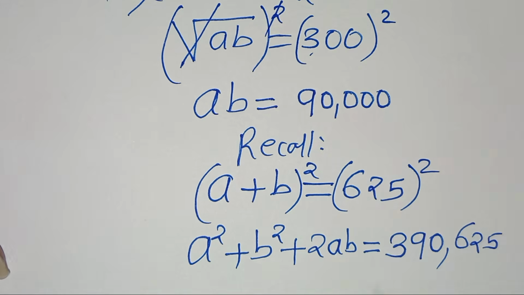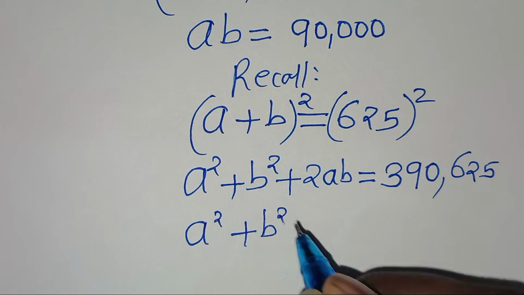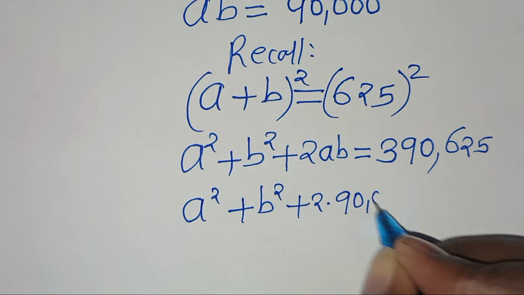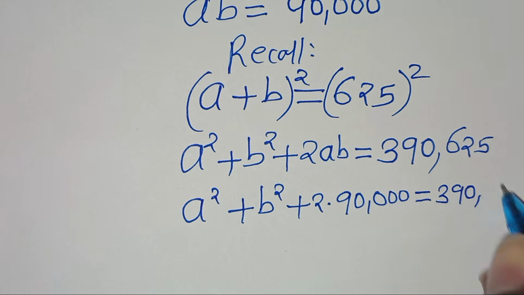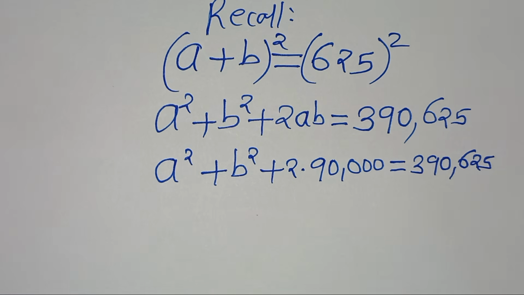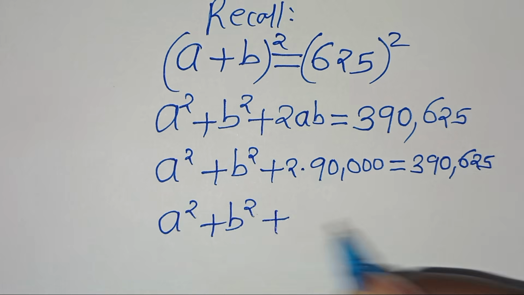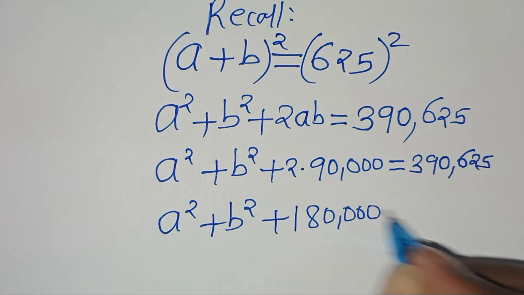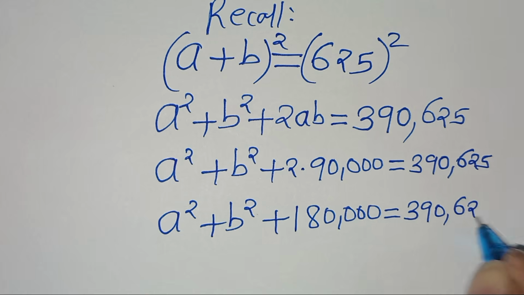This is 90,000. So we have a squared plus b squared plus 2 multiplied by 90,000, equal to 390,625. So we have a squared plus b squared plus 2 times 90,000, this is 180,000, equal to 390,625.